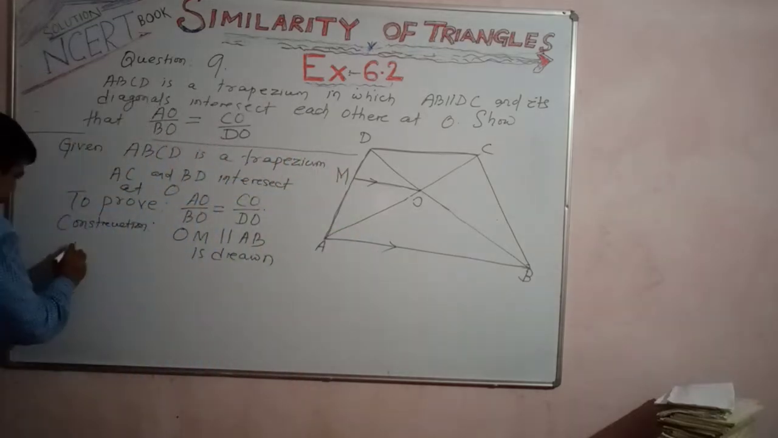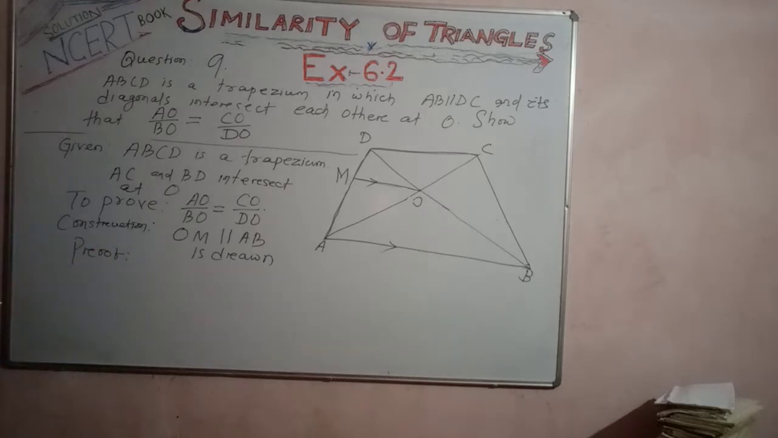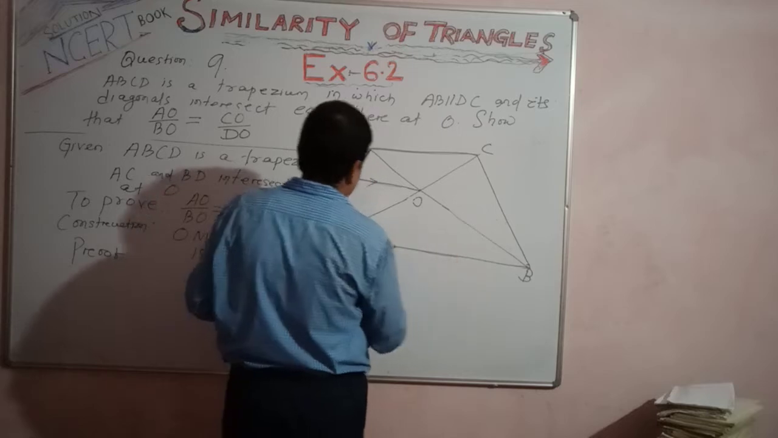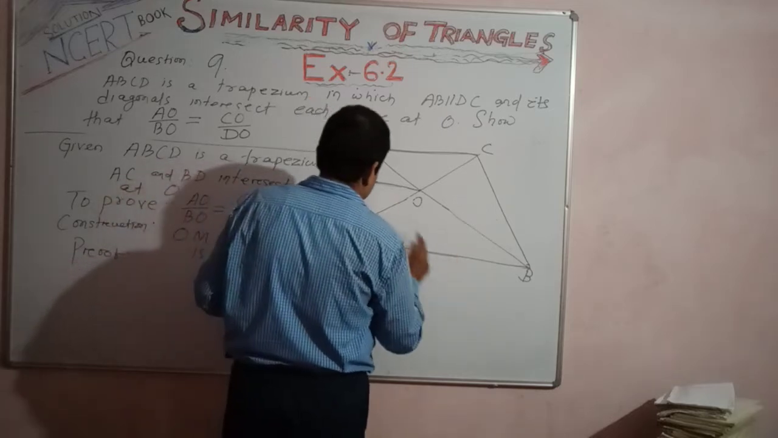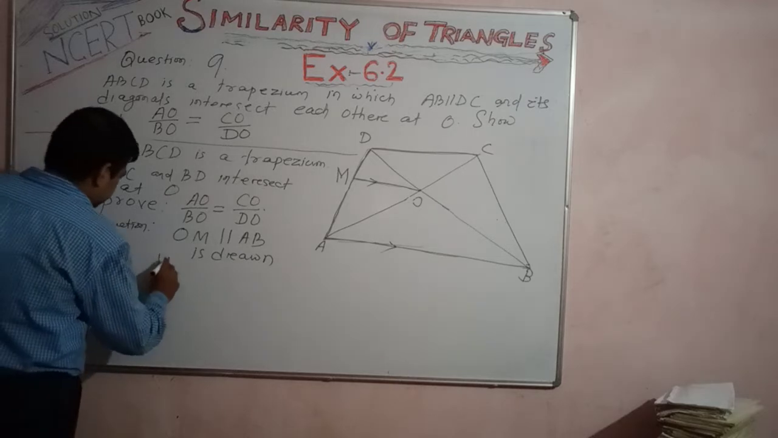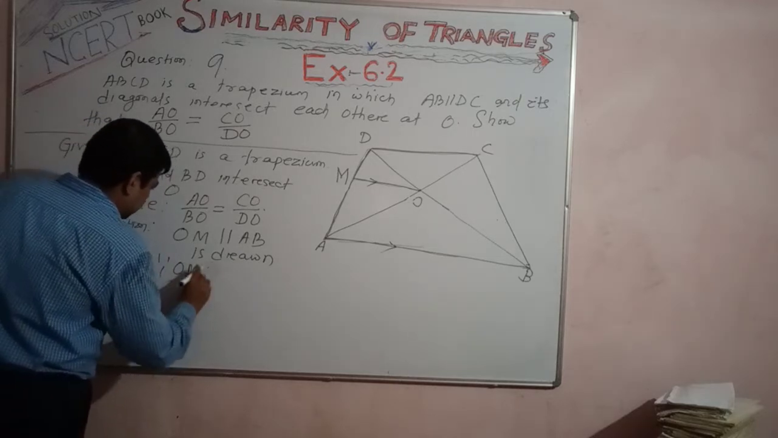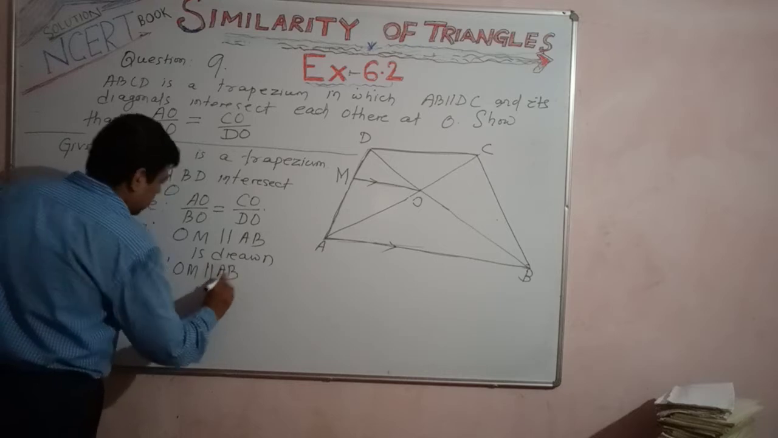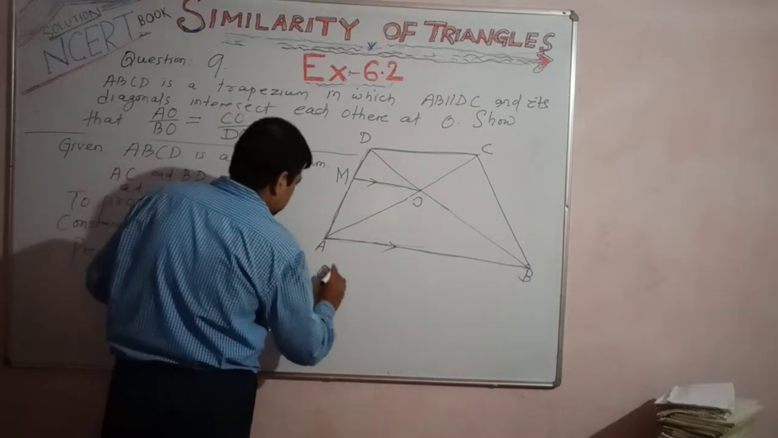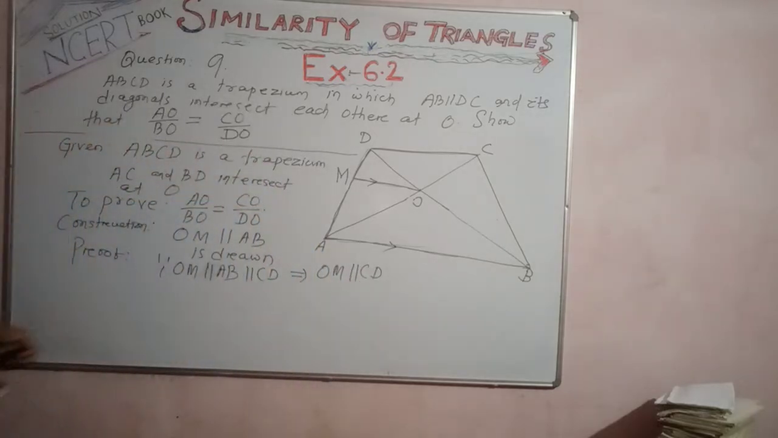Okay, now the proof. Look here in the triangle DAB. OM is parallel to AB. And AB is also parallel to CD. So that implies OM is also parallel to CD. Can you say that? OM is also parallel to CD.